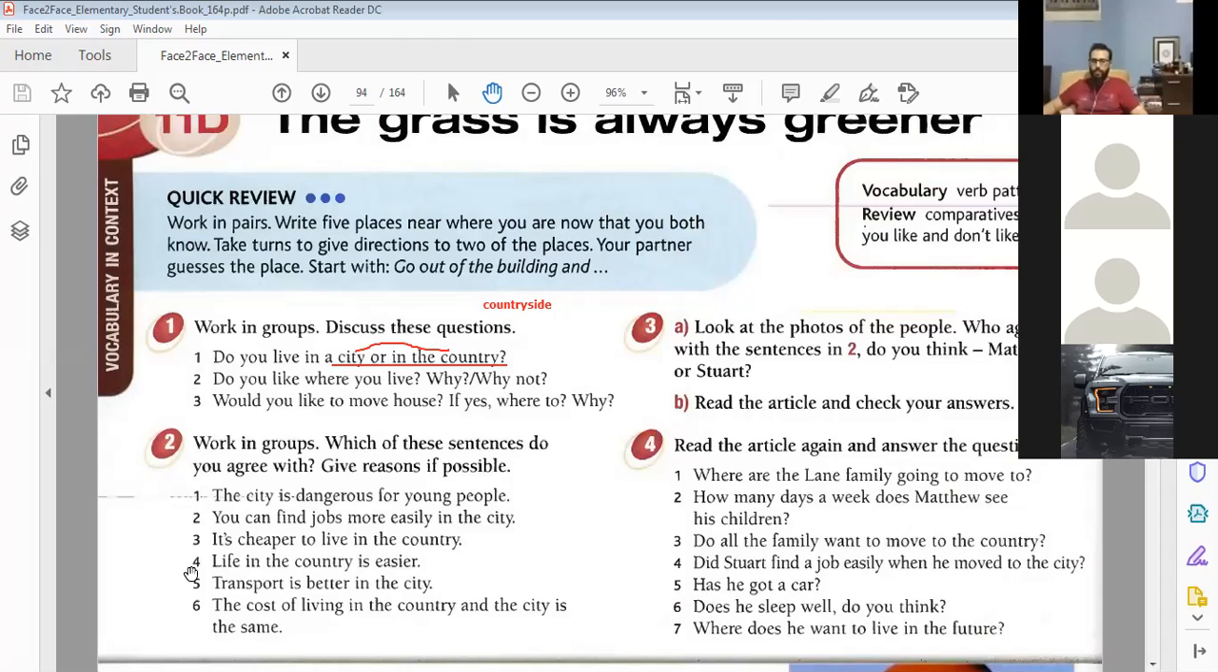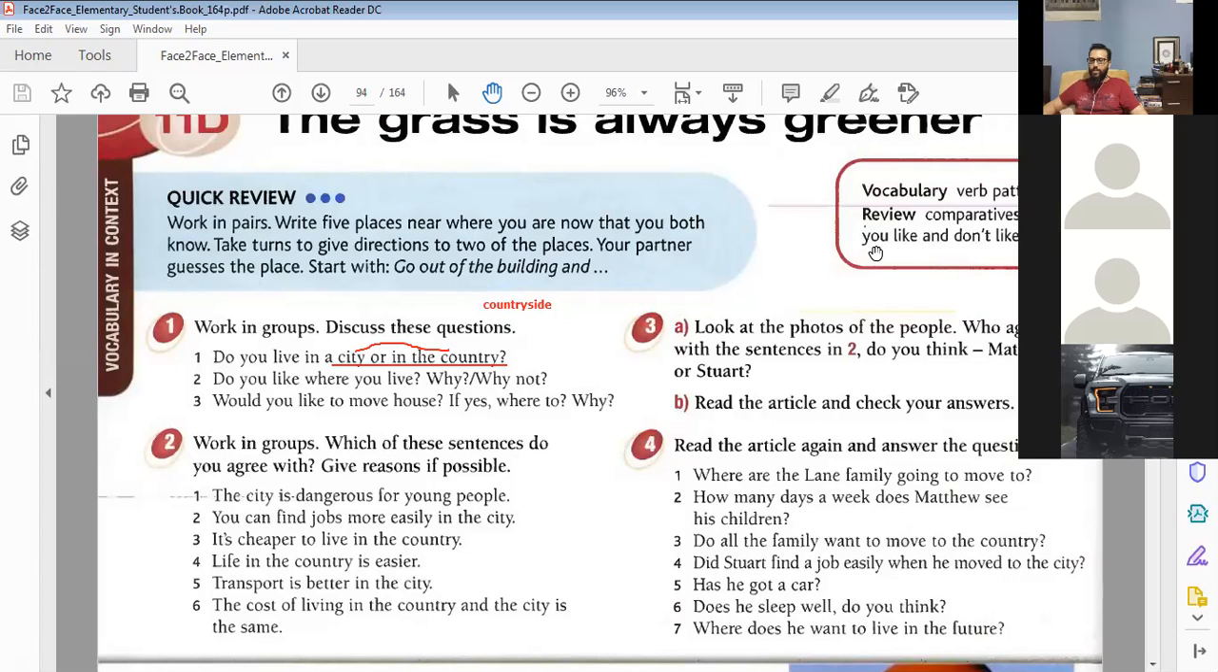What about here, Rashid? Number four. What do you think? Can you read number four? Tell me if you agree or not. Life in the country is easier. Yes, true. It's true. Why do you think it's true? Because at night it's not noisy in the country, and in the morning it's not the road. It's not. You mean there's no traffic? Yes. Usually there is no traffic.